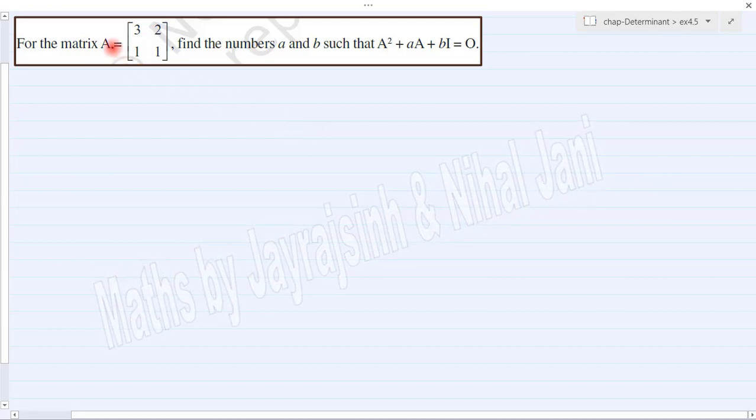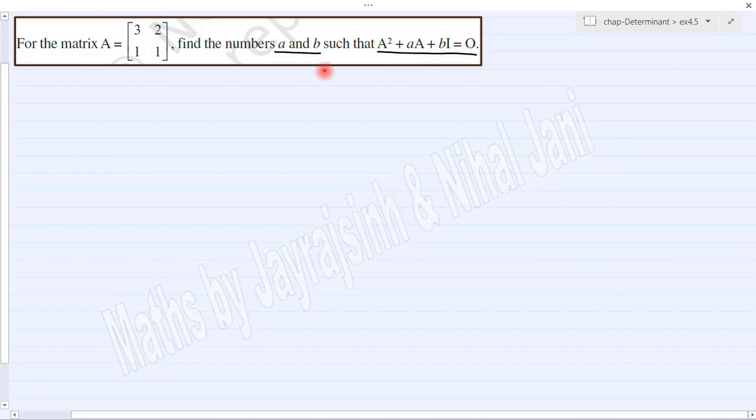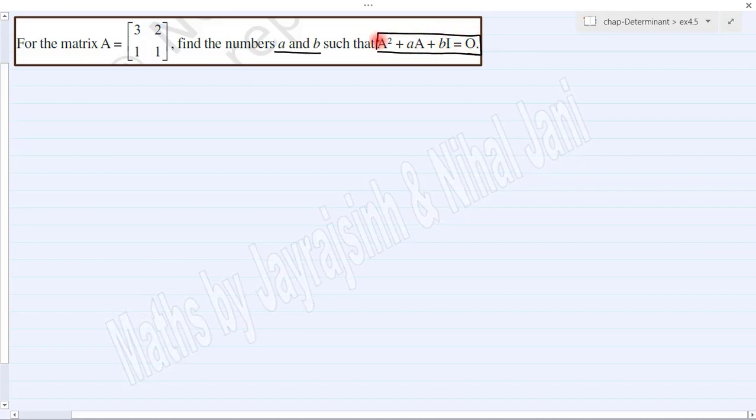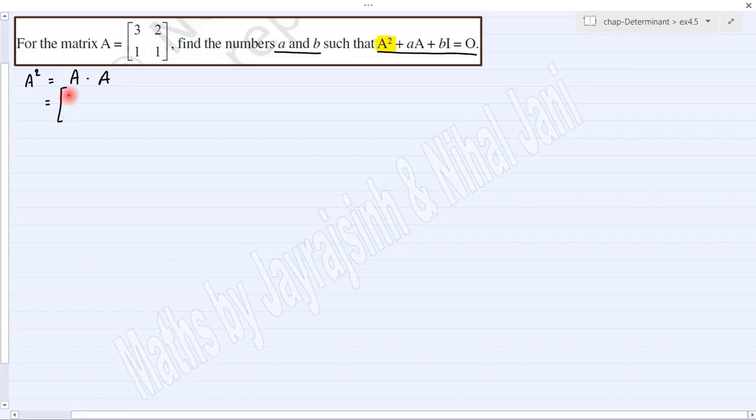In this question, we have one matrix A, and we have to find the values of a and b such that A square plus aA plus bI is equal to 0 matrix. So to use this matrix equation, we have to find all the quantities. First of all, we have to find your first quantity, which is A square, or we can say A into A. So let's write down your matrix A. Its first row is 3 2 and second row is 1 1, and multiply with itself.